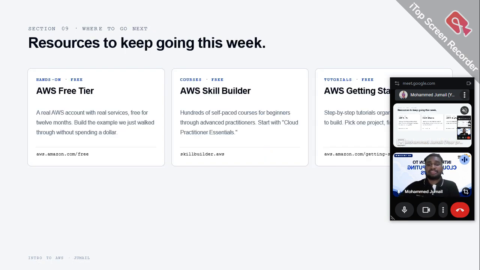Our next slide is resources. Finally, here are some useful resources for students who want to continue learning AWS and cloud computing. The first resource is the AWS free trial. It allows beginners to create a real AWS account and practice many AWS services for free. This is a great way to gain hands-on experience without spending money.